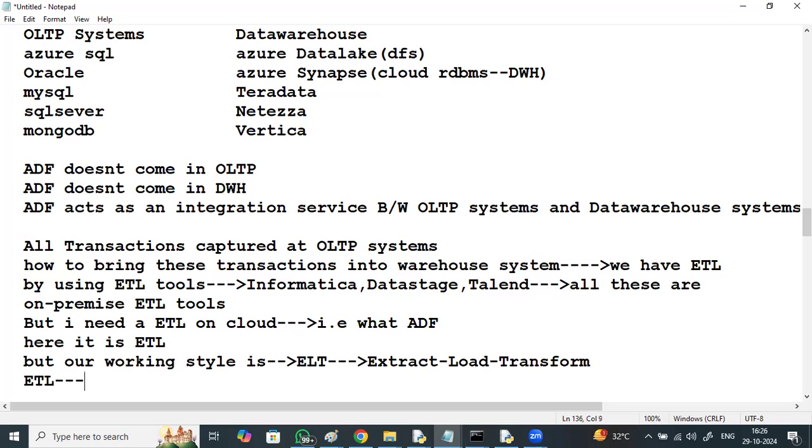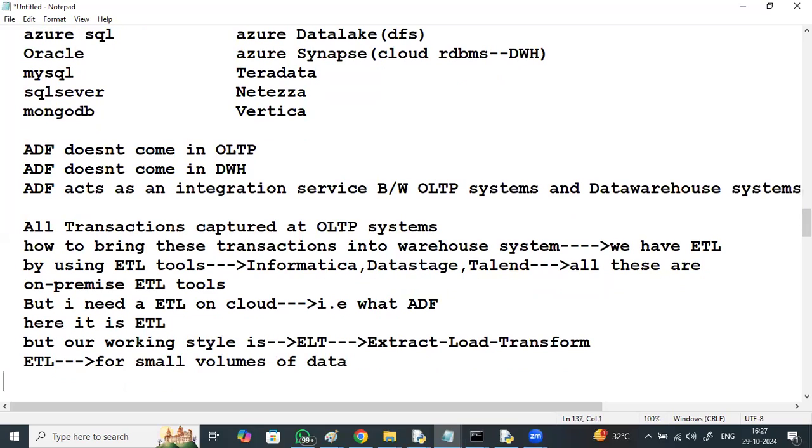ETL is for small volumes of data. ELT, extract, load, and transform, is for huge volumes of data. For huge volumes, ETL is bad. So this is what ADF is.